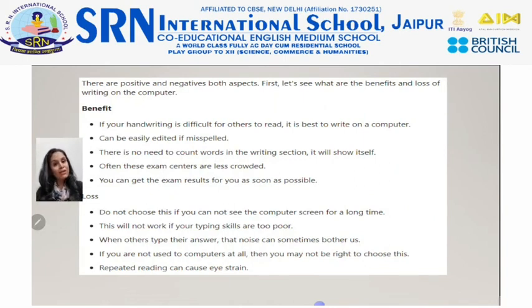Now, the disadvantages of the computer-based assessment: you shouldn't choose this if you cannot see the computer screen for a long time. If you have a problem with your eyesight, you should never go for it. This will not work if your typing skills are very poor, and when others type their answers, there is noise that may sometimes bother you. Next, if you are not used to computers at all, then you may not be right to choose this. Also, repeated reading can cause eye strain because you have to scroll up and down to read the text very carefully.